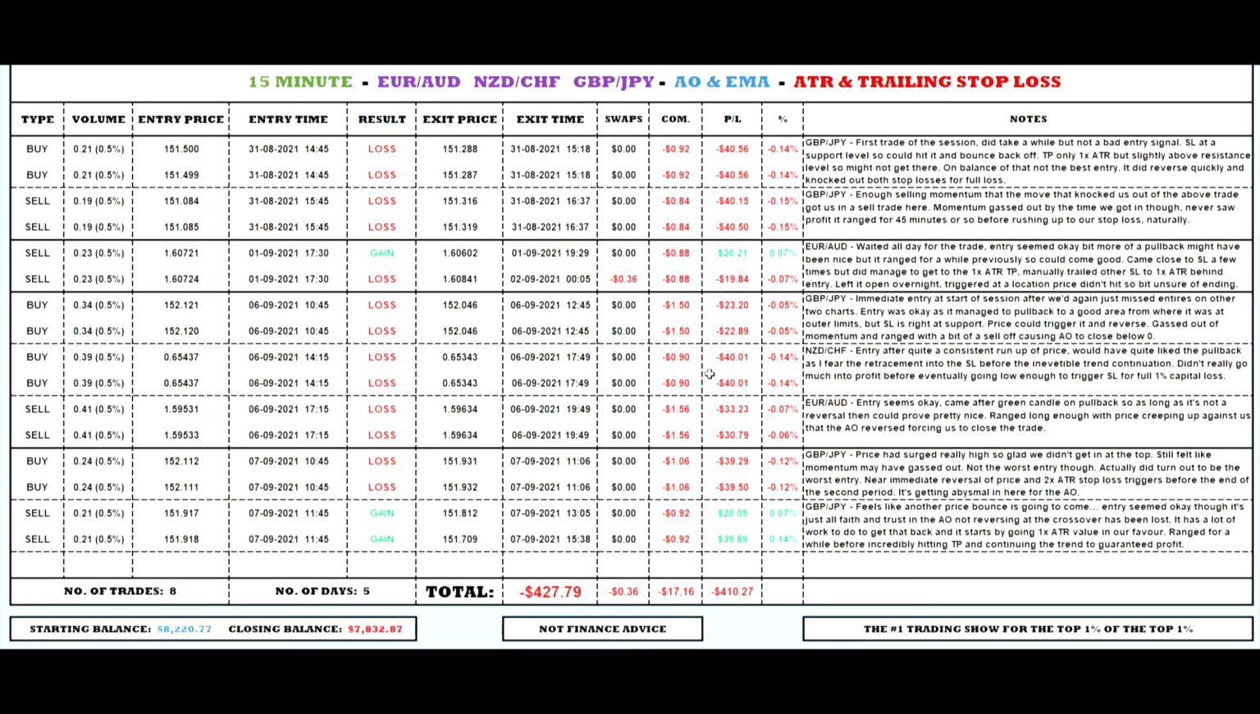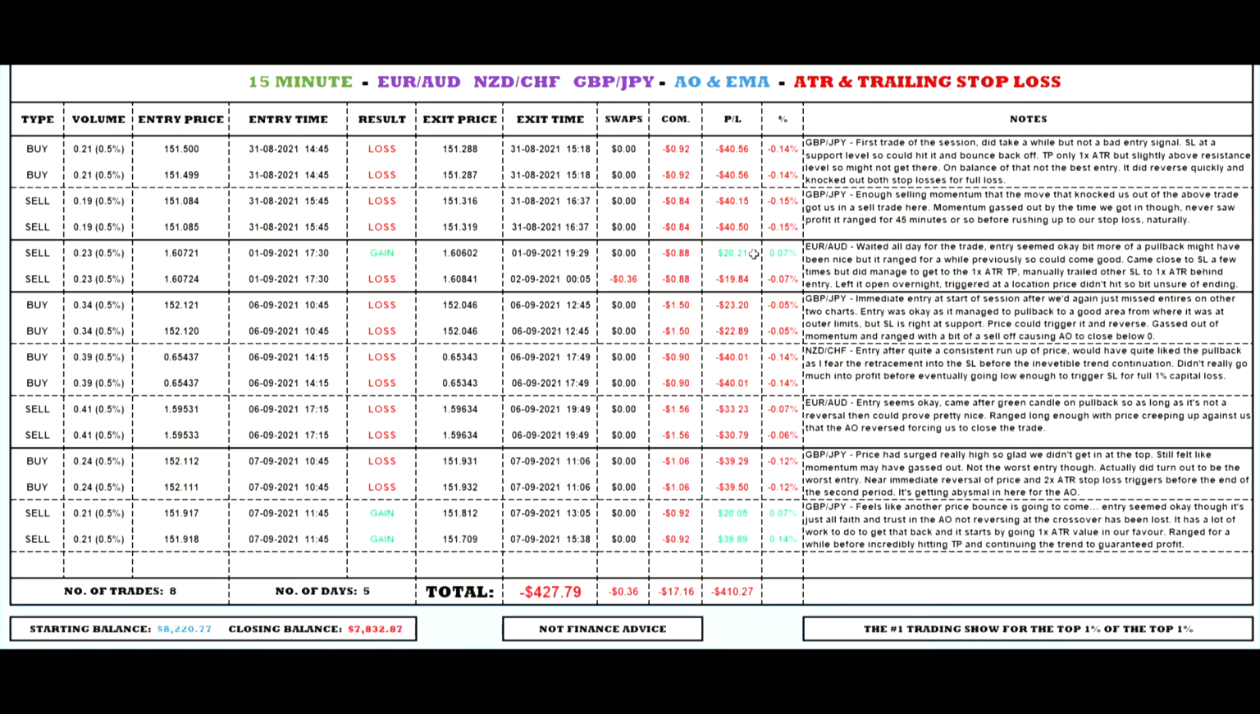Everything else, complete loss. So we traded 8 trades over 5 days. So you're looking at 1 or 2 a day and a total loss of $427.79. So that is the bottom line, and it does not look good. Starting balance of $8,220 down to a closing balance of $7,832. We started the strategy first day with 2 losing trades there. They were both maximums in that rangy pound yen.